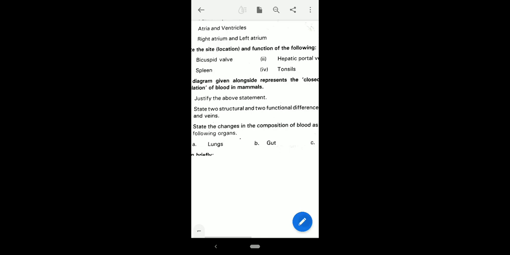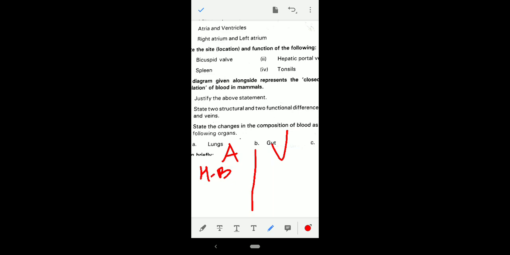Our next question is, state two structural and two functional differences between arteries and veins. So let's discuss the difference between arteries and veins. This one is artery, this one is vein. Artery carries blood from heart to body, and vein carries blood from body parts to heart. Generally, this is the first point you are supposed to write if the criteria is not mentioned. Artery carries oxygenated blood, but you have to mention the exception, that is pulmonary artery. Vein carries deoxygenated blood, the exception is pulmonary vein, it carries oxygenated blood.